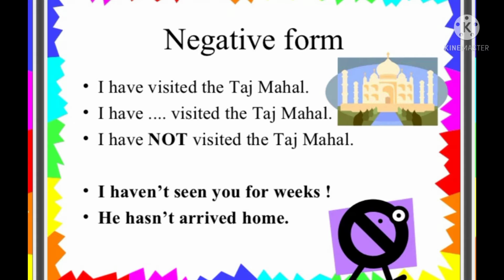I haven't seen you for weeks. He hasn't arrived home. See, the short form or the contracted form n't or not will be used in order to form negative sentences in present perfect tense.